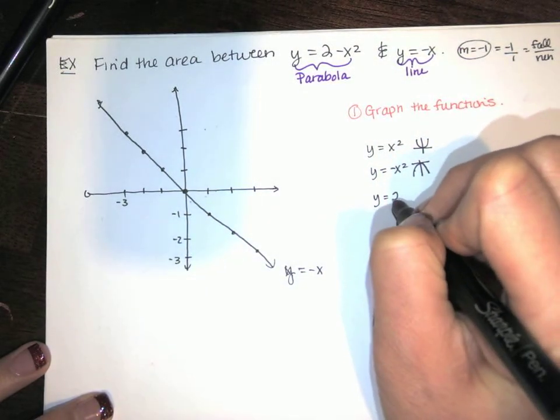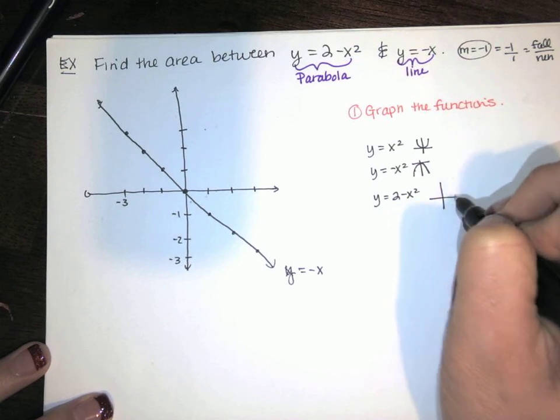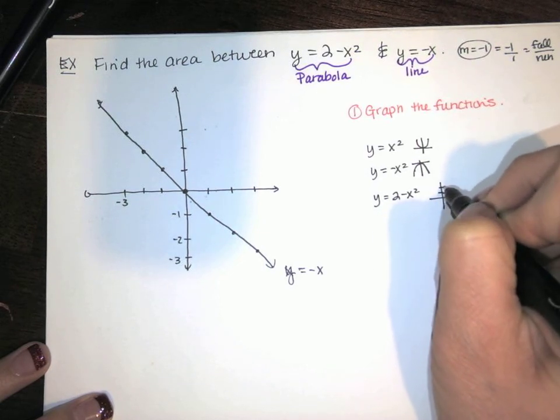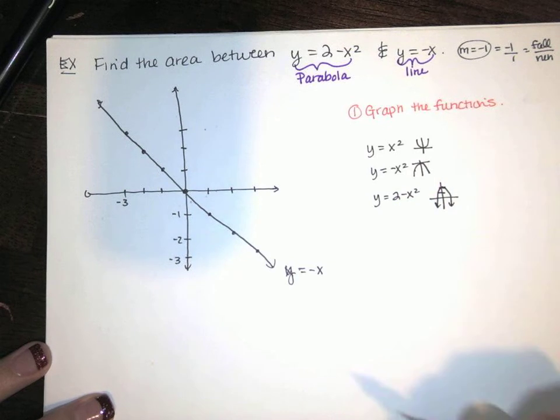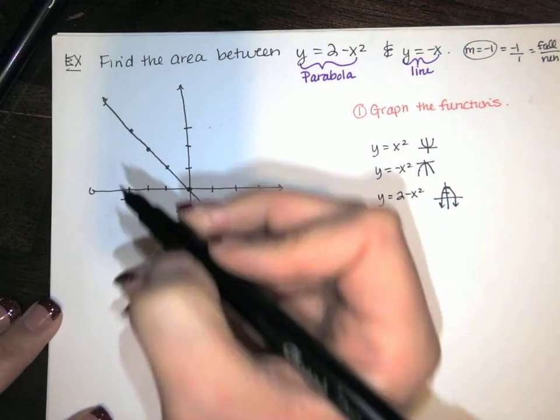Do you remember what happens if we add 2 to that? I think you just take that whole thing. It used to have a vertex at the origin and be going down. Now we're going to move it up 2 units, and it's going to go down. So that's what our graph will look like. When x is 0, y is 2.